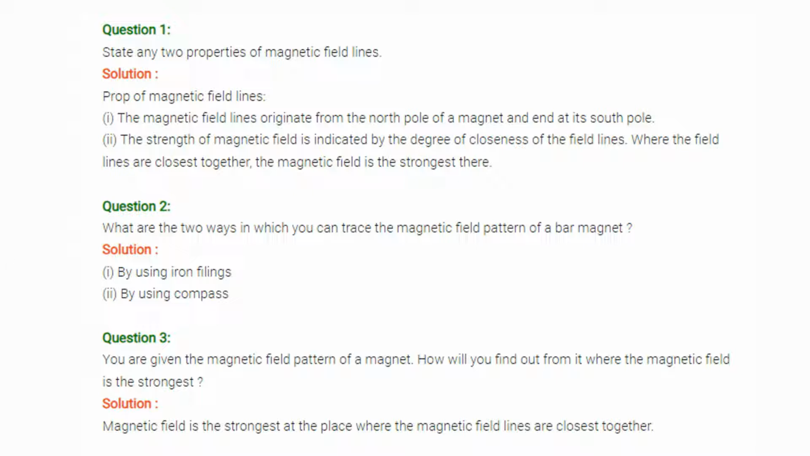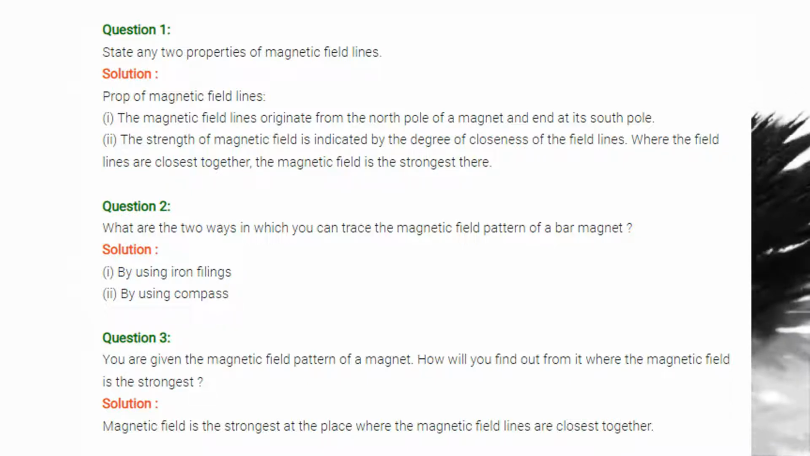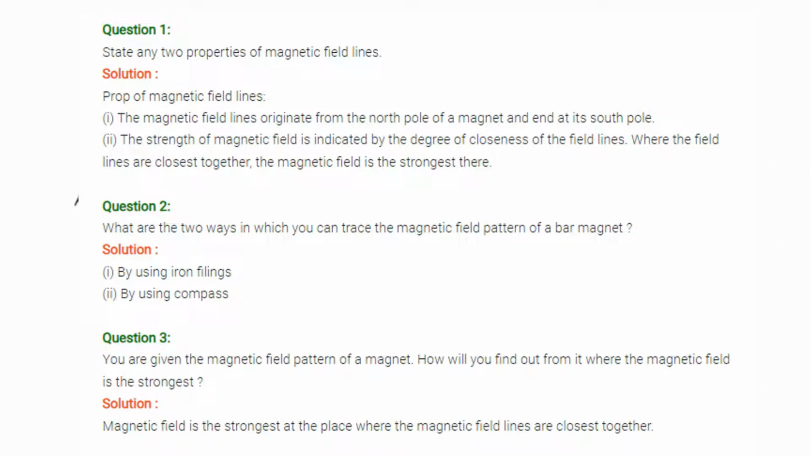Question 3. You are given the magnetic field pattern of a magnet. How will you find out from it where the magnetic field is the strongest? Solution. Magnetic field is the strongest at the place where the magnetic field lines are closest together.